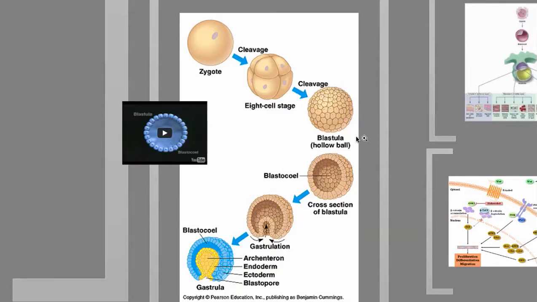The blastula is one of the first milestones of development. The blastula is a hollow ball of cells, and what starts to form is a blastocele. This blastocele is a hollow area with fluid that's generated from the cells themselves, so they start to form their own internal environment.